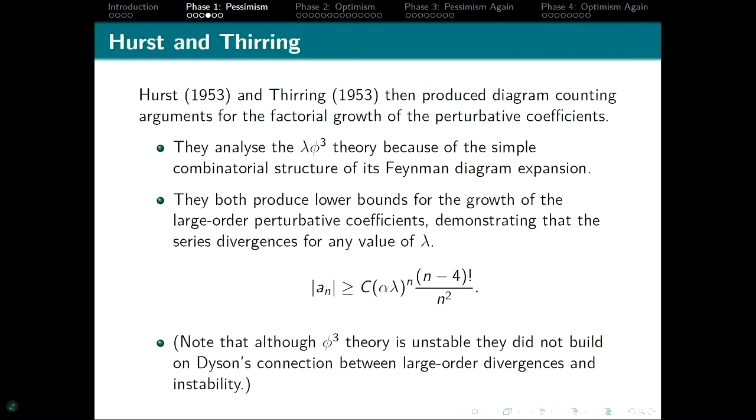Shortly afterwards, there was a different set of arguments that were developed, which were essentially much more formal diagram counting type arguments.